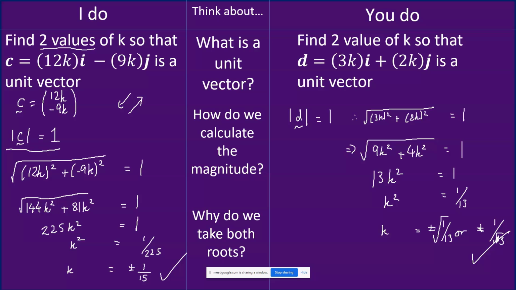Okay, so that's 1 over root 13. Spot on, Josh. So yeah, I think that's as difficult as this worksheet gets.